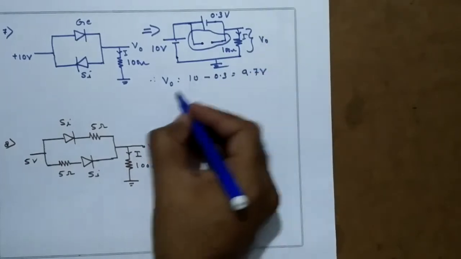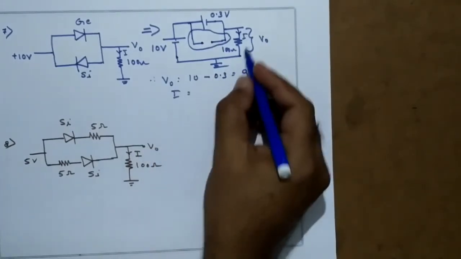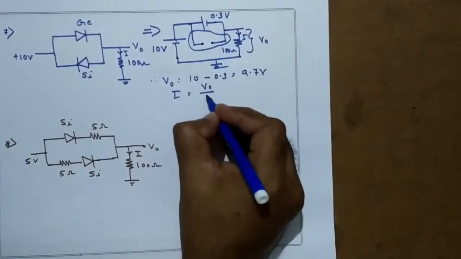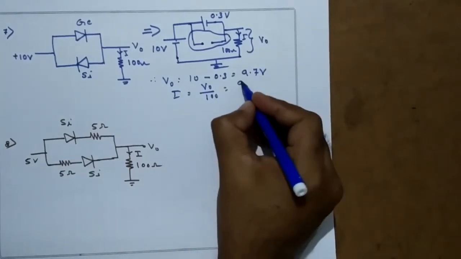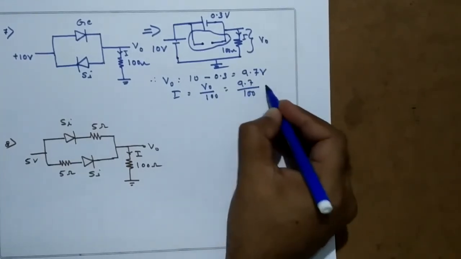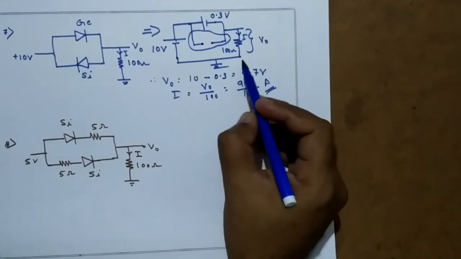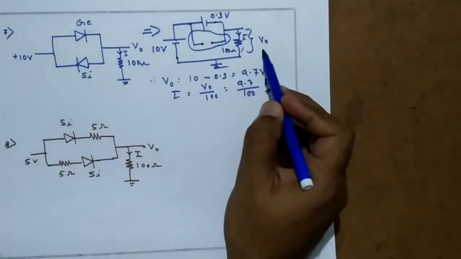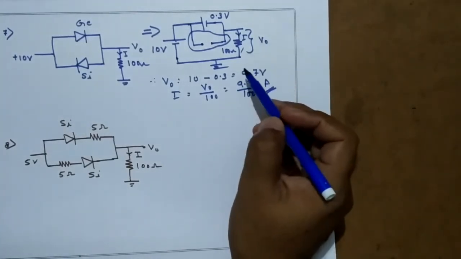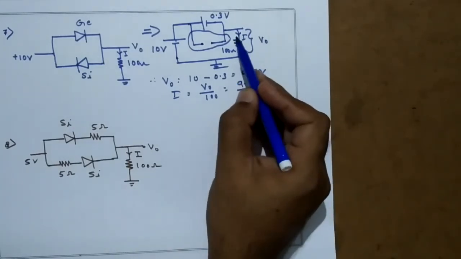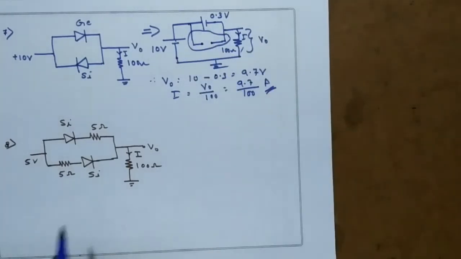What is I? I is equal to easy. I equal to V by R. What is V0? V0 divided by 100. V0 is 9.7 divided by 100 ampere. Either you can calculate I first and then calculate V0, or V0 first and then calculate I. Suppose you are calculating I first, you apply KVL, one and the same.